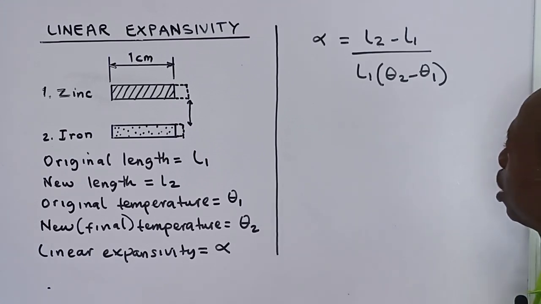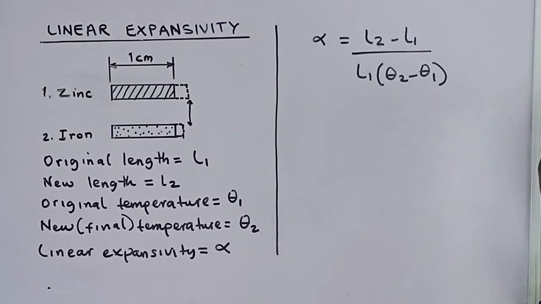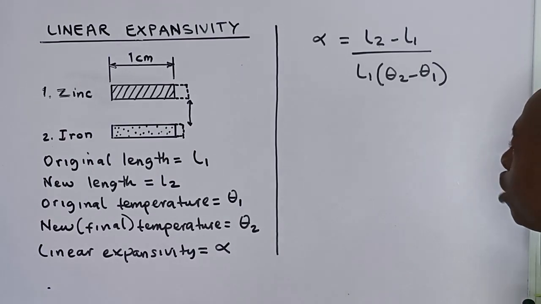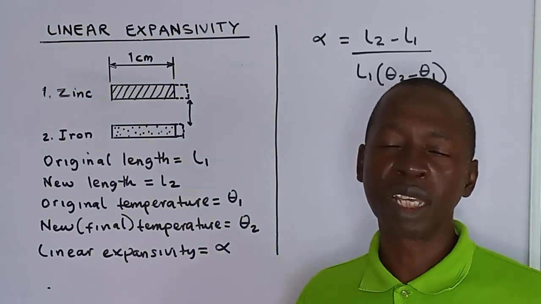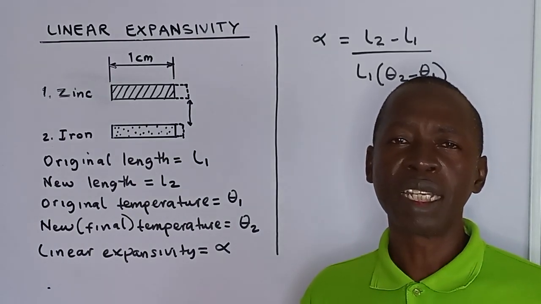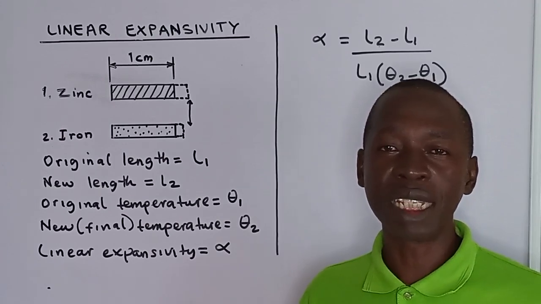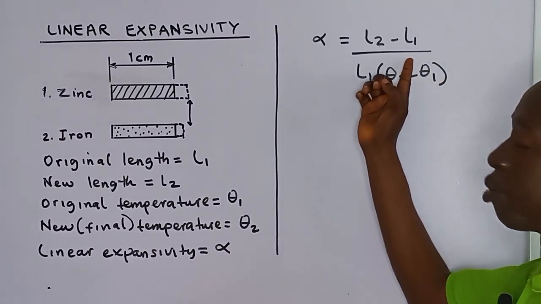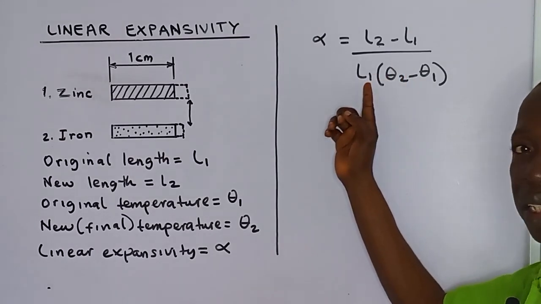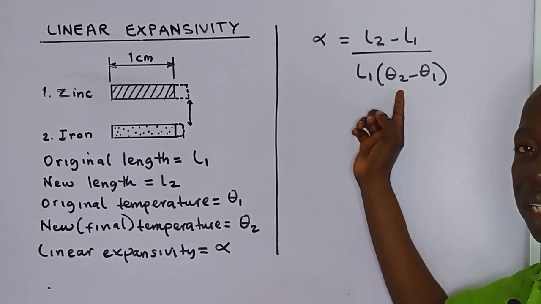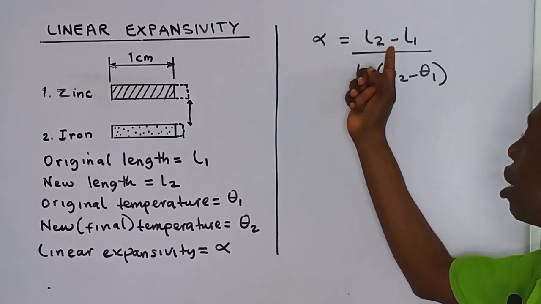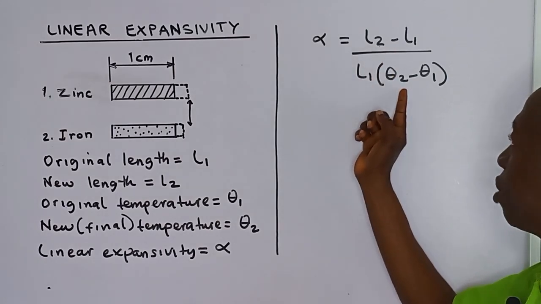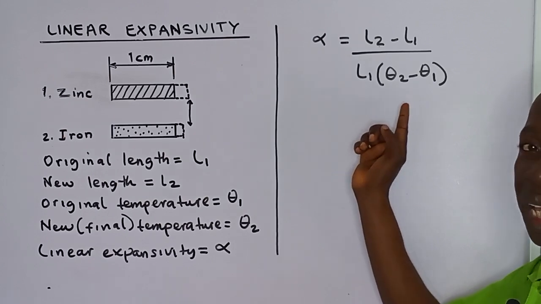So linear expansivity is measured in per degree Celsius or per Kelvin. So the unit is per degree Celsius or per Kelvin. So what then is the linear expansivity of a substance? By definition, linear expansivity is simply defined as the increase in length per unit length per degree rise in temperature of any given substance.